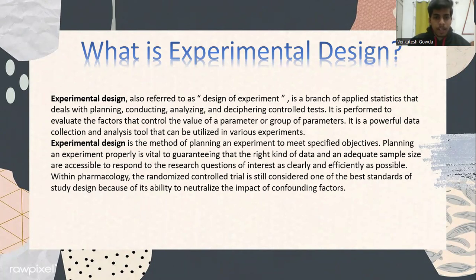Experimental design is a method of planning an experiment to meet specified objectives. Planning an experiment properly is vital to guaranteeing that the right kind of data and an adequate sample size are accessible to respond to the research questions of interest as clearly and effectively as possible. Within pharmacology, the randomized controlled trial is still considered one of the best standards of study design because of its ability to neutralize the impact of confounding factors.